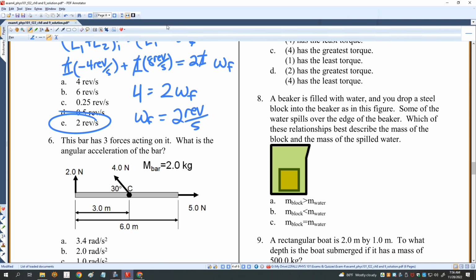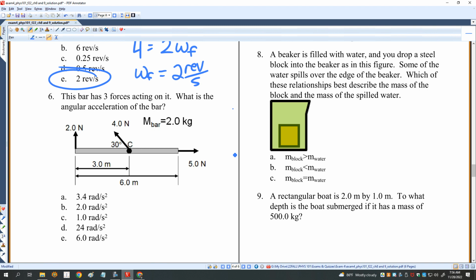All right, this bar has 3 forces on it. What is the angular acceleration of the bar? Well, first of all, let's find the moment of inertia. We've already seen a bar. It's 1/12 m L squared. Look on your equation sheet to get that. That's 1/12 of 2 kilograms times the length, which is 6 meters, squared. 2 times 36 is 72, divided by 12, 6 kilogram meters squared. Yeah, of course, 6. Okay, so that's the moment of inertia.